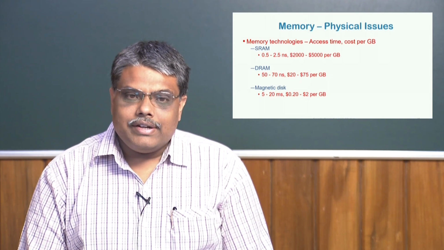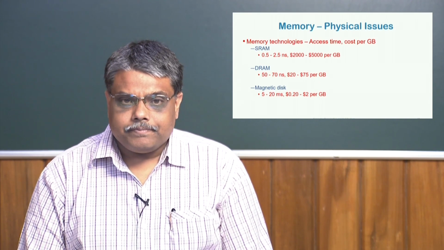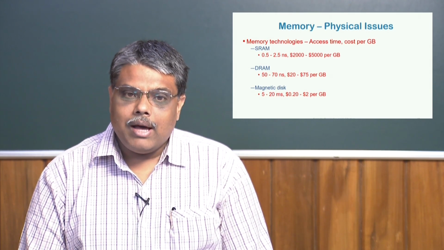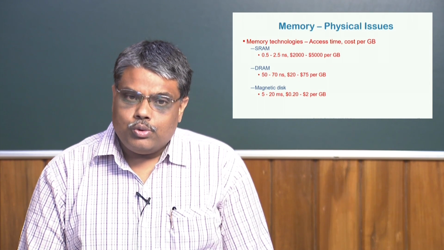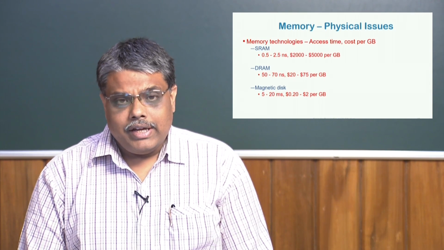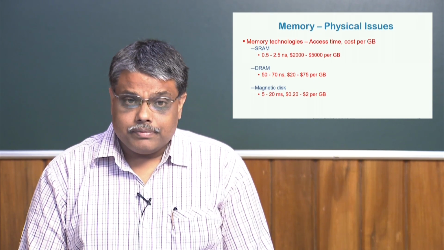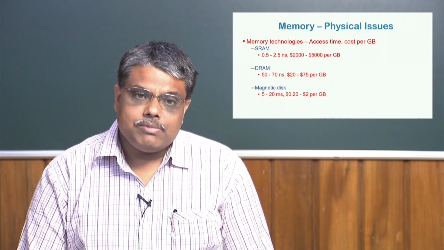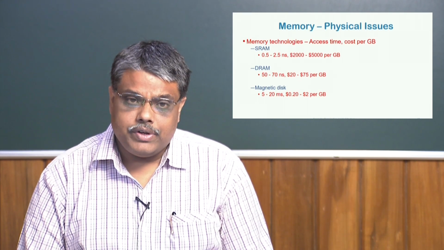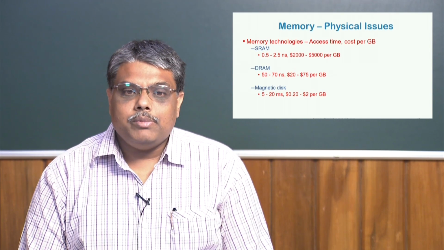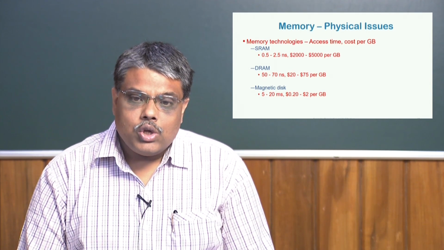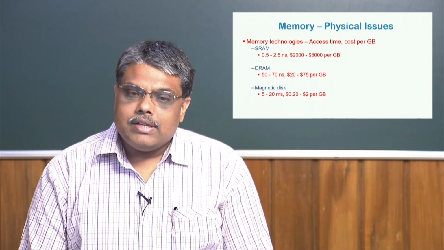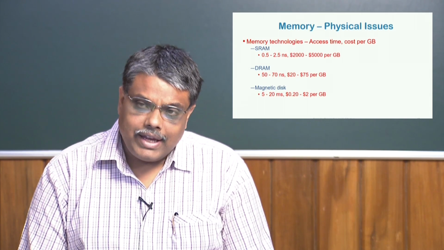Magnetic disks or hard disks are far cheaper, about 1000 times cheaper than DRAMs, being only about 0.2 to $2 per GB. However, they are also about 100 to 1000 times slower than DRAM units. Their access times range between 5 to 20 milliseconds. So, to bring a data word from the hard disk, the processor requires tens of thousands of processor cycles.